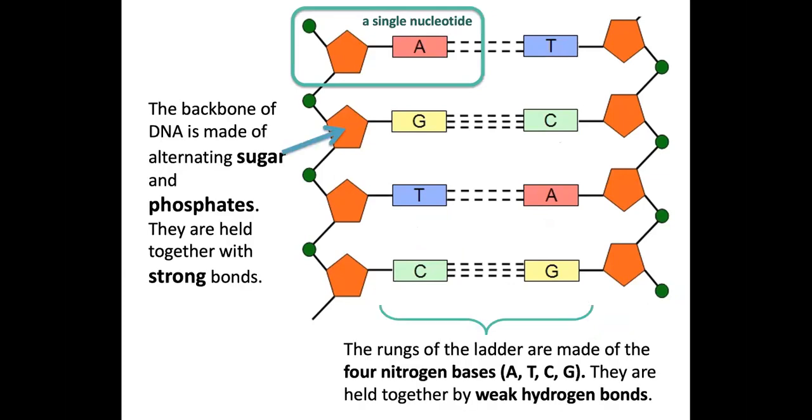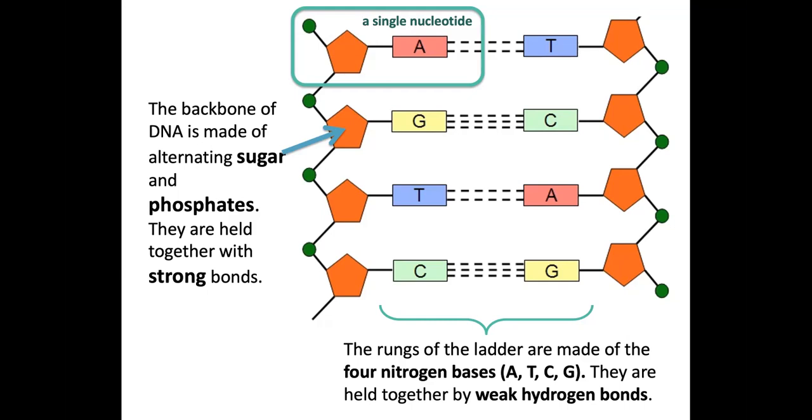So the backbone, or if you were looking at a ladder, the sides of the ladder, what you would hold, are made up of alternating sugars and phosphates. So phosphate, sugar, okay? The middle, the rungs, or the steps of the ladder, are made up of the nitrogen or nitrogenous bases. So A, T, C, and G, okay?